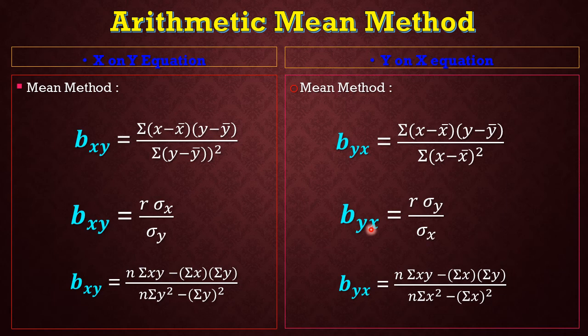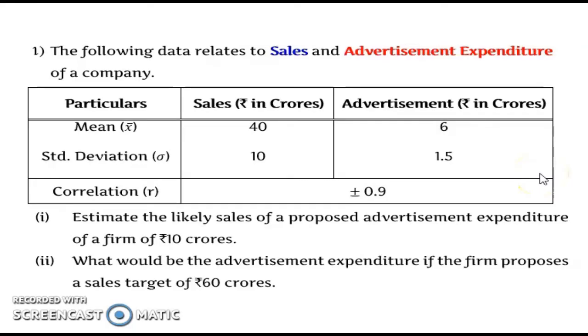Tricky problems generally come from the arithmetic mean method, where they will provide information with respect to these values, maybe x minus x bar, y minus y bar, y minus y bar square, or they may give sigma x, sigma y, sigma x square, sigma y square, sigma y whole square. So this information will be provided. The focus will be on these equations, and they will ask you to construct the regression equation. So let us work out the problem. We'll consider this illustration and try to find the solution to the question asked. We'll look at the illustration first.